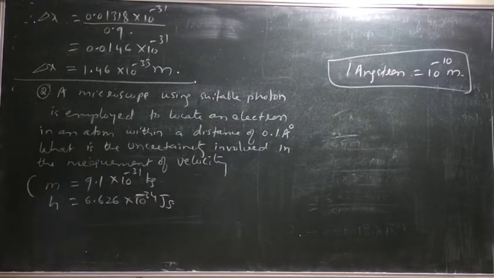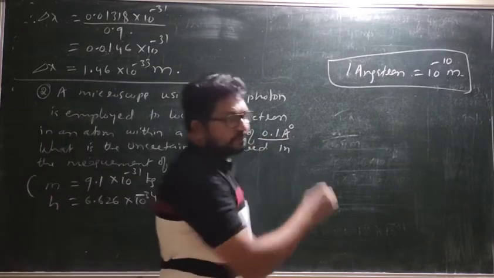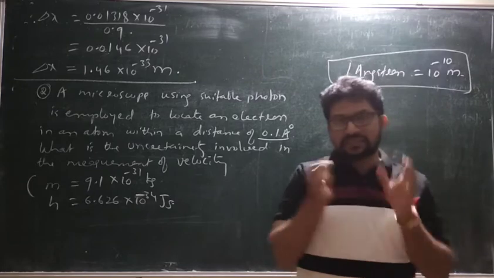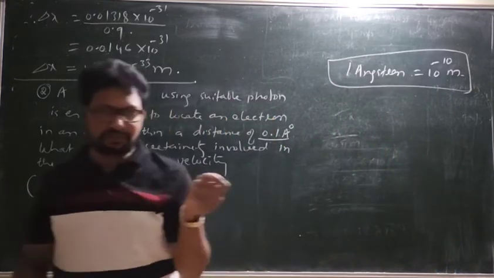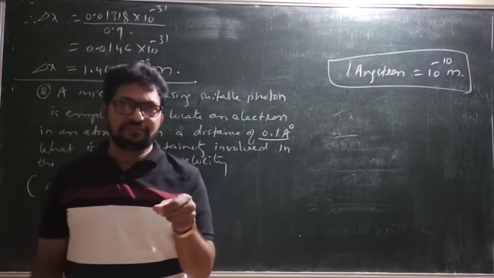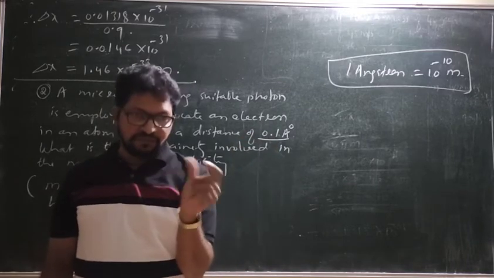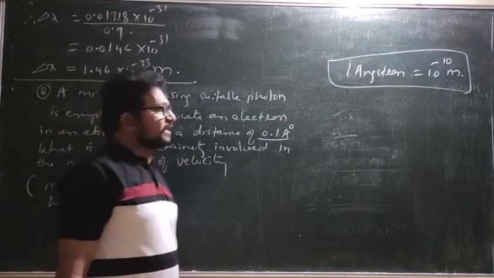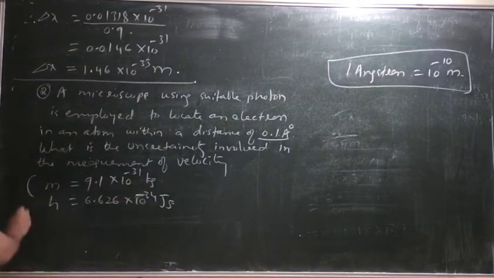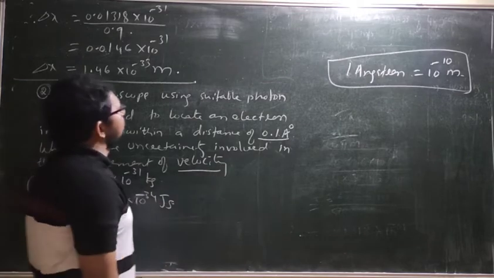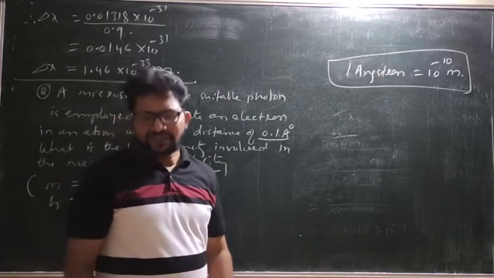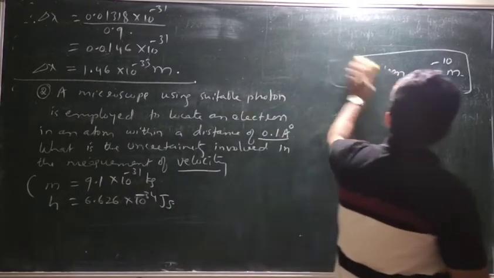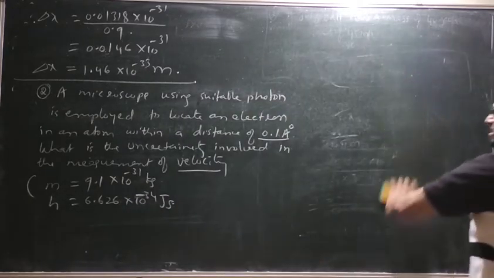Okay, error is given. Error in the position is directly given. It is traced within a distance of 0.1 angstrom. That means they are talking about the error. At what position they are not telling. Within 0.1 angstrom it has been concentrated to locate the position. So find error in velocity. Hope you will do this. I will leave it with you as homework. So with this, the Heisenberg's uncertainty principle is also over.